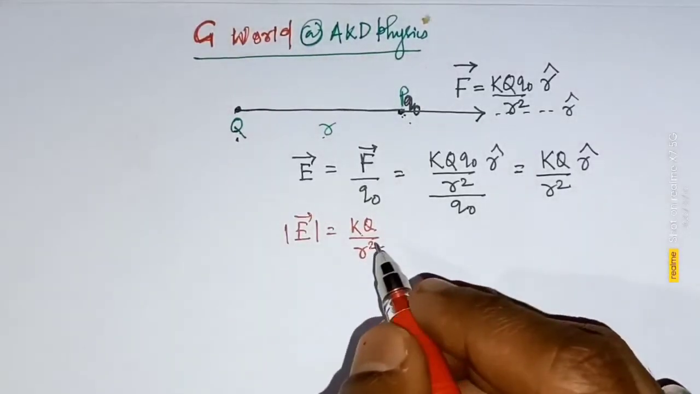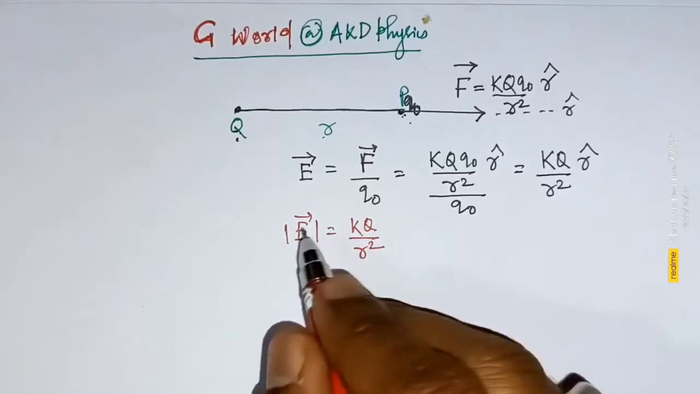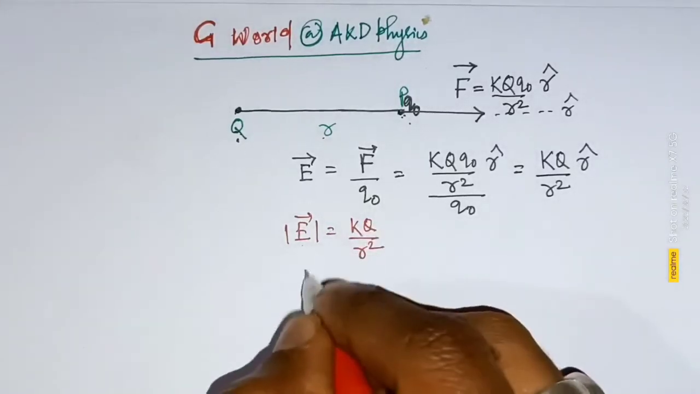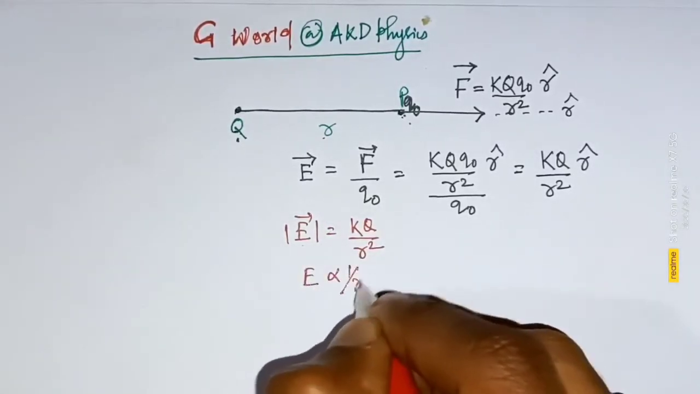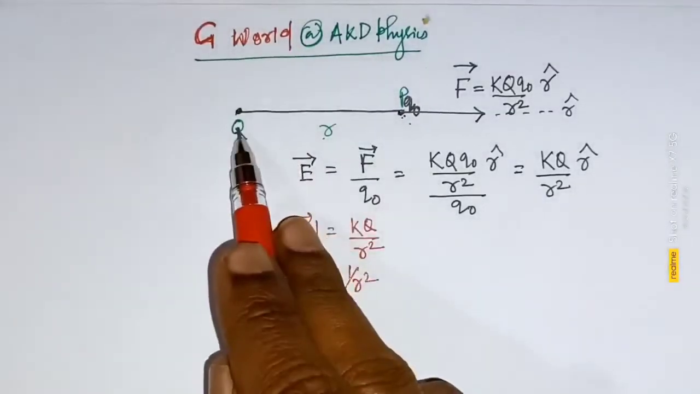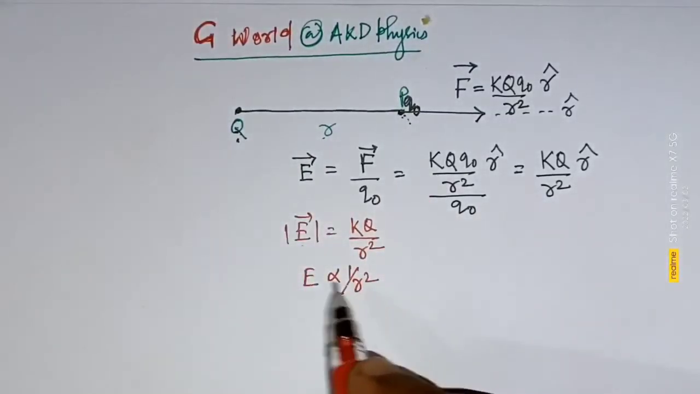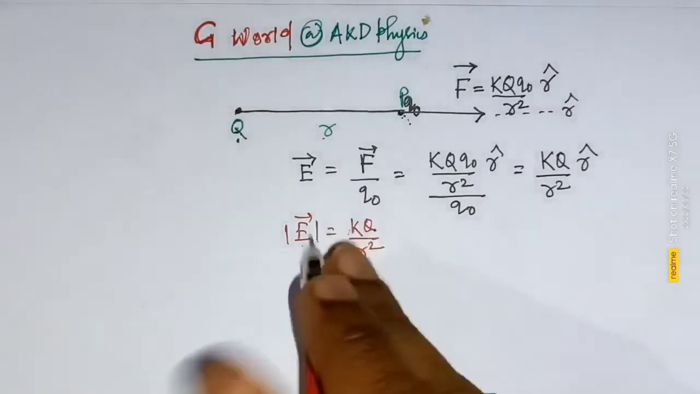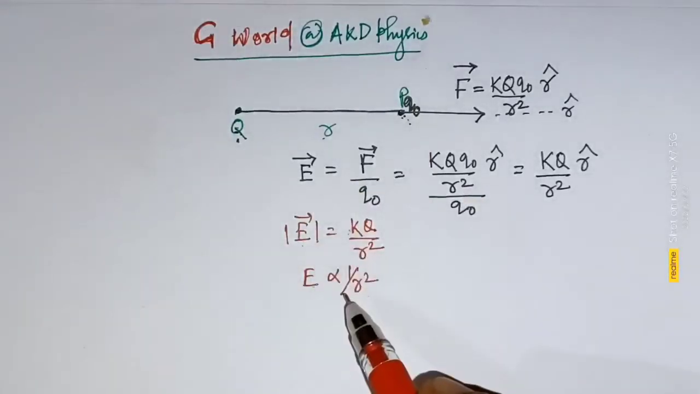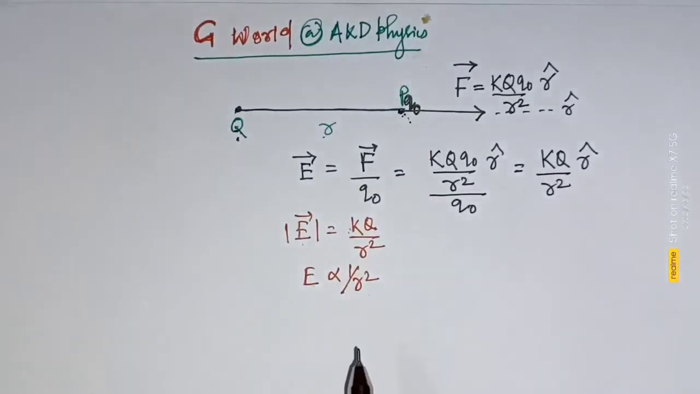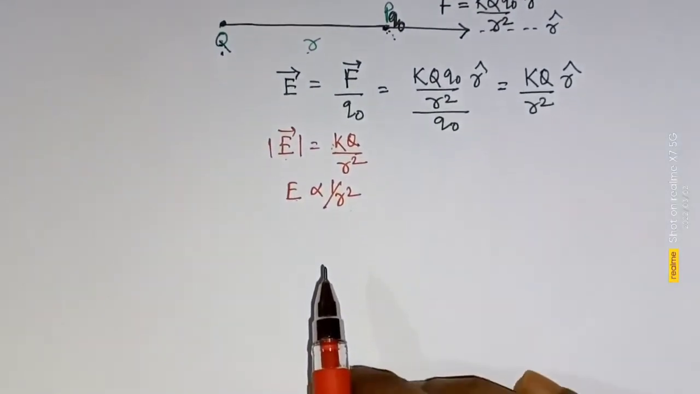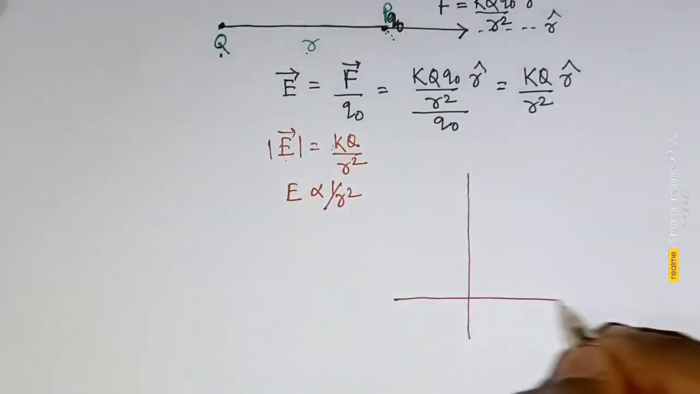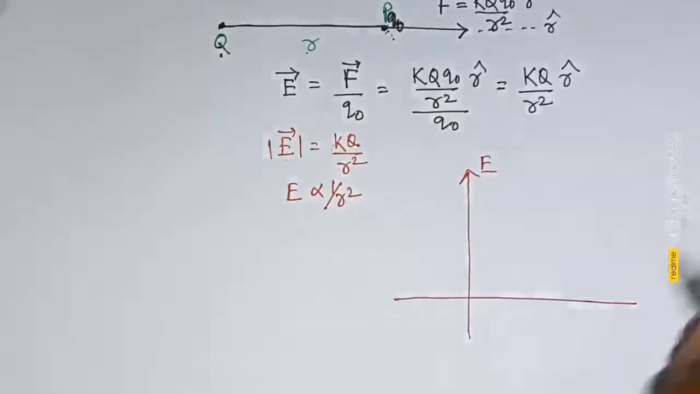This result has its own importance. If you look at this result, the magnitude of electric field is inversely proportional to the square of the distance between the source charge and the test charge. Can I say E is inversely proportional to r square, because K constant, Q constant, only the distance r varies, so E is inversely proportional to r square. If I want to plot the graph of E versus r, this is the scenario.